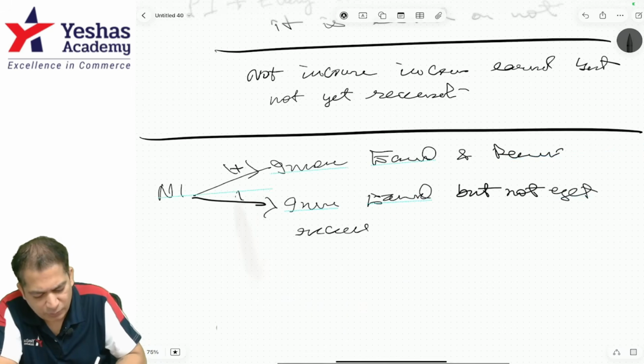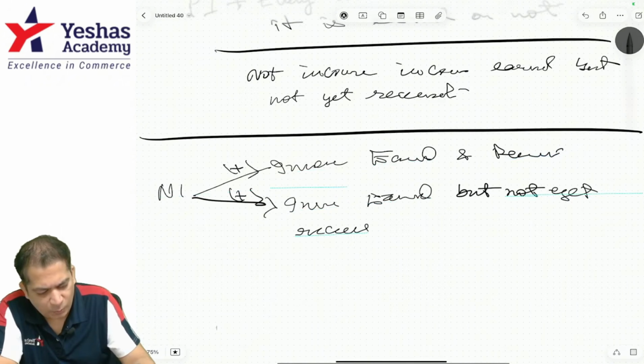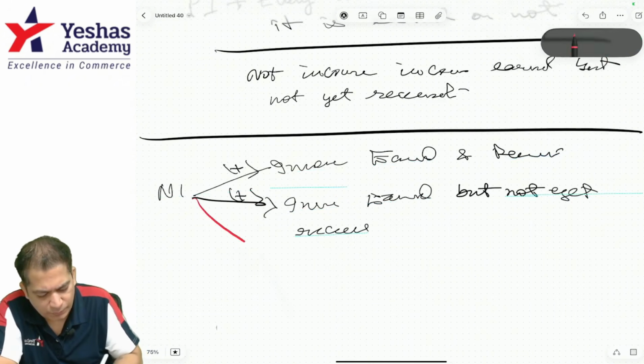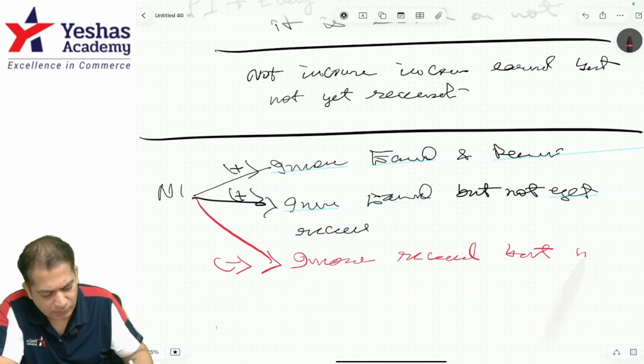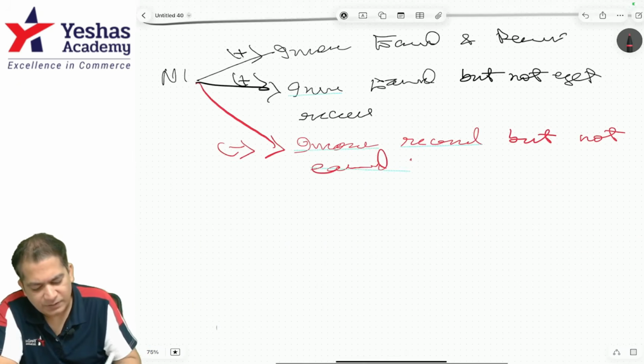So these will be added. And what it will not include, it will be minus: income received but not earned. Donation, charity and everything.